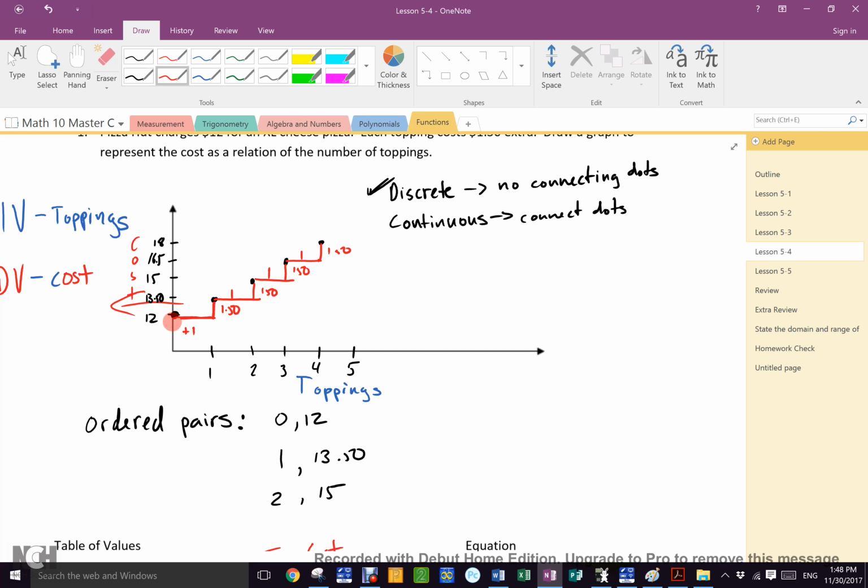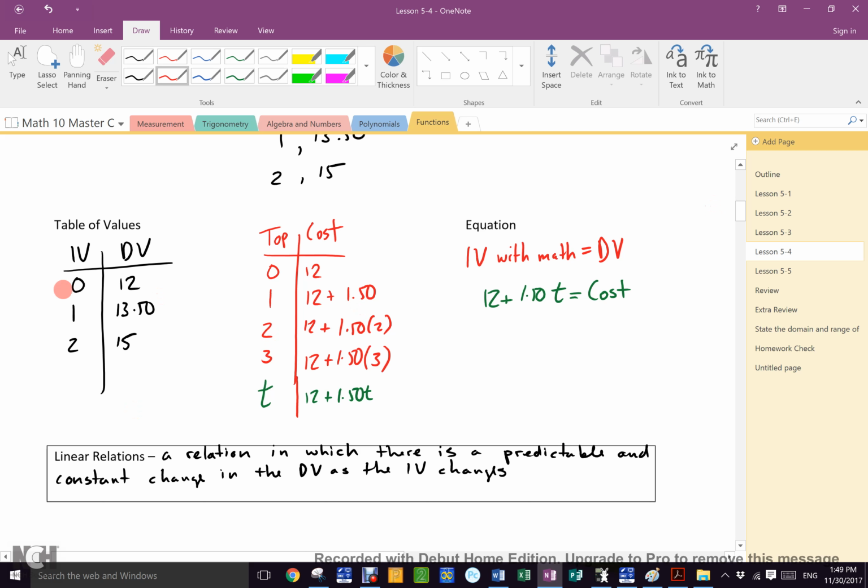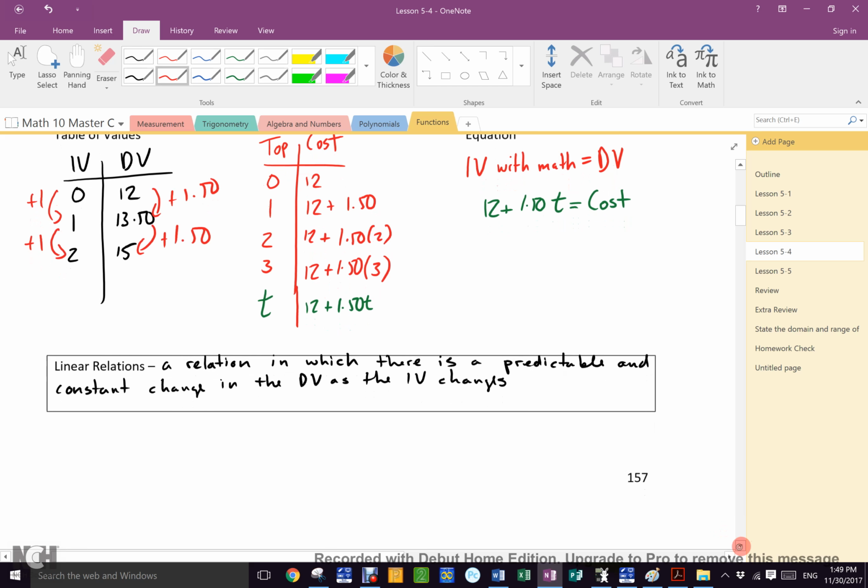Does everybody understand? That's what makes it linear. The changes don't have to be the same, but they have to be repeated. Does everybody get it? And look, please, how it repeats everywhere. +1, +1.50. +1, +1.50. The changes are always the same. Everybody cool? All right. Now, there's a little bit of a trick here you need to remember.